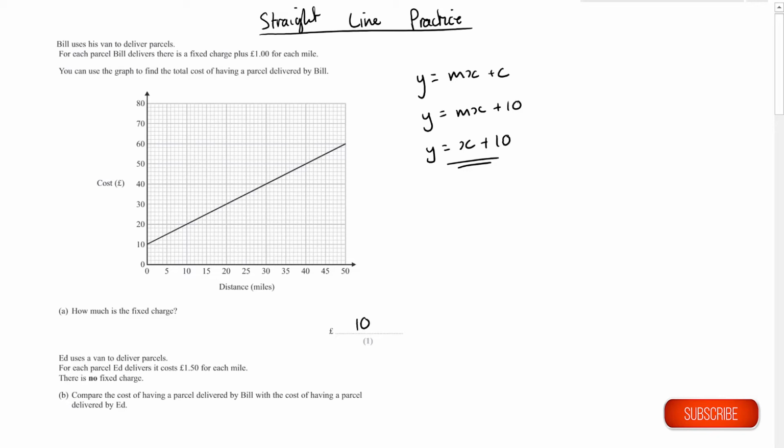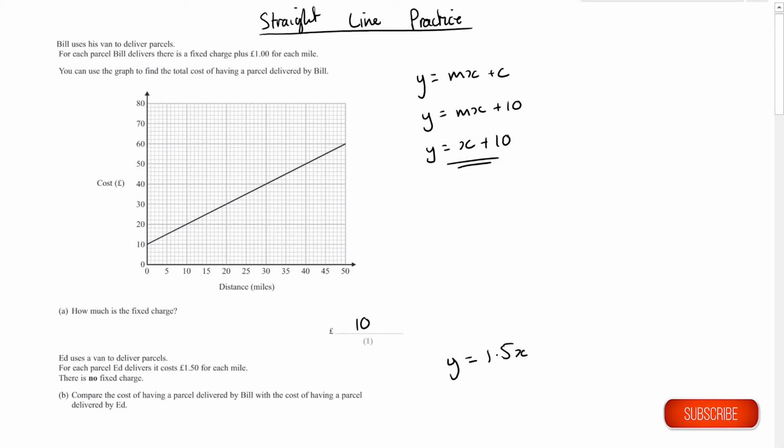Then Ed uses his van to deliver parcels. For each parcel Ed delivers, it costs £1.50 for each mile, but there is no fixed charge. Compare the cost of having a parcel delivered by Bill with the cost of having a parcel delivered by Ed. So Ed's equation is y is equal to 1.5x, because for each mile that he's traveling, he has to add an extra 1.5. So if x is the number of miles, if we have 1 mile, he pays £1.50. If he travels 2 miles, he pays £3. 4 miles, he pays £6, and so on.